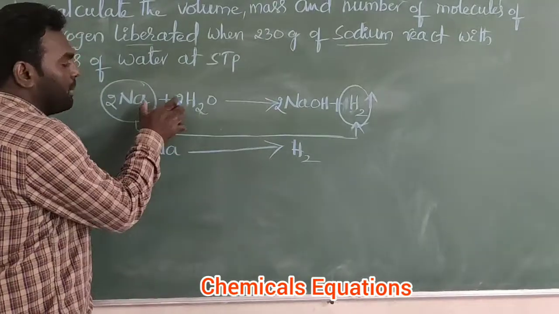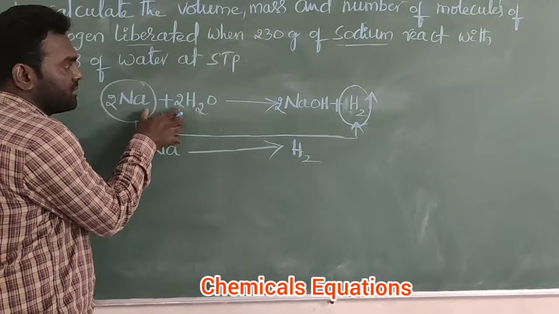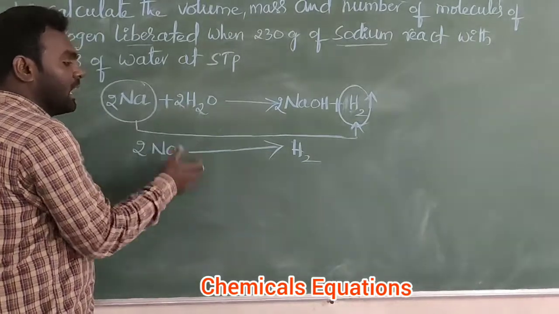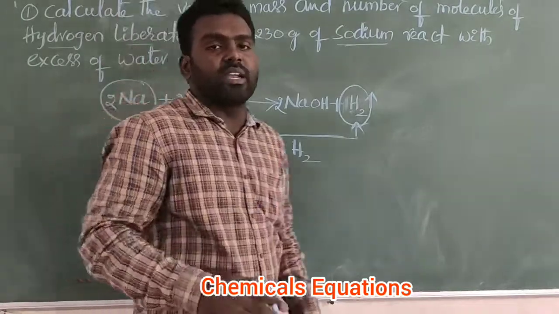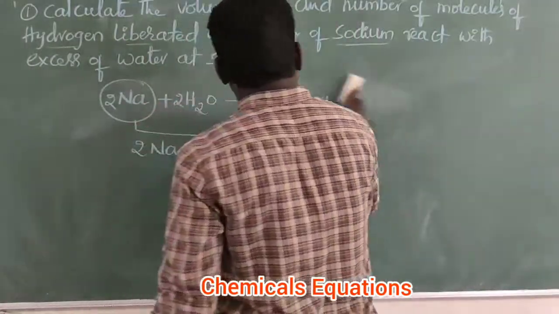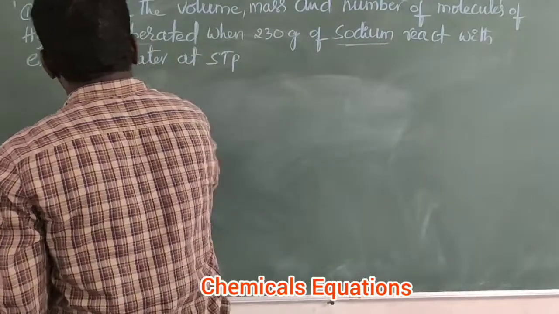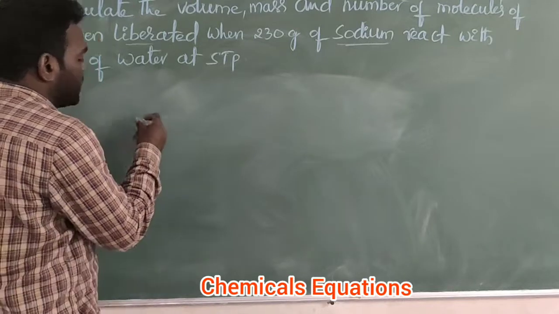By the observation of this reaction, you will write some weights. And after that, what is the weight they have given in our question? Based on that weight also, we will calculate the remaining. See here, by the observation of the chemical equation, they have simply given the relation between sodium versus hydrogen. So then you can write here.